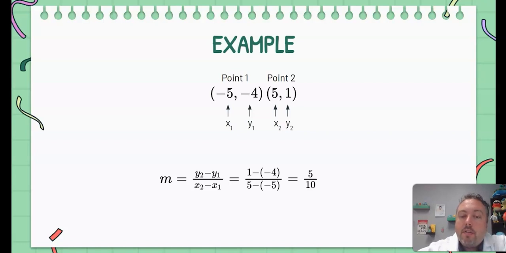Now, remember, minus a negative number, two negatives make a positive, so 1 minus -4 is the same as 1 plus 4, or 5, and 5 minus -5 is the same as 5 plus 5, which makes 10. And now that I have it as 5 over 10, I'm not really done. Whenever I have a fraction, especially with slopes, we really want to simplify into the smallest value possible. So 5 over 10 simplifies to 1/2, and I have my slope. And that's how you find slope given 2 points.